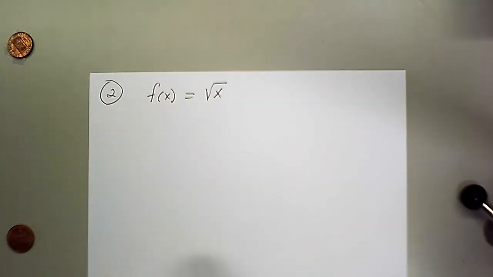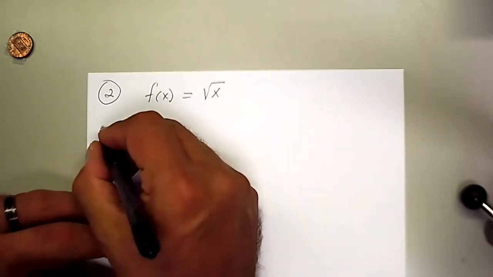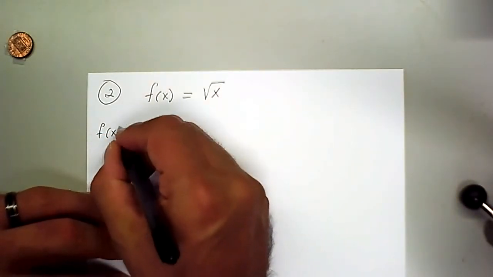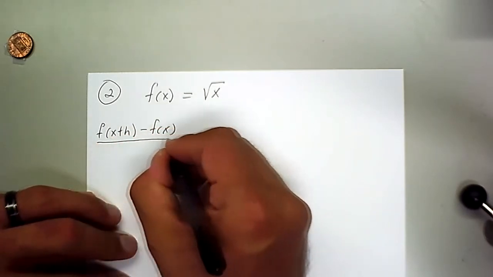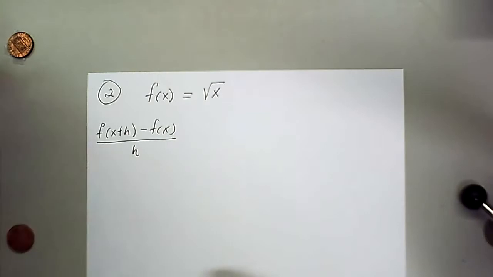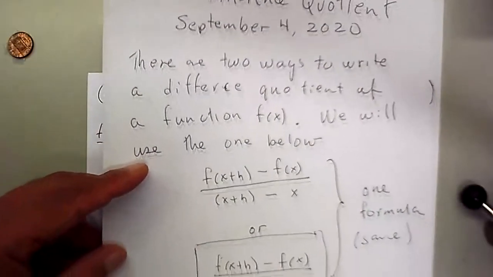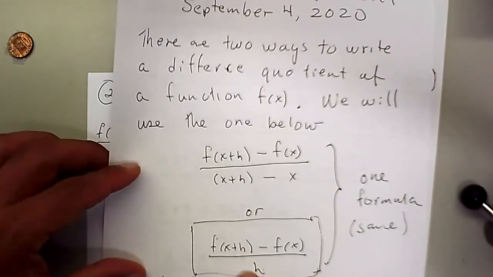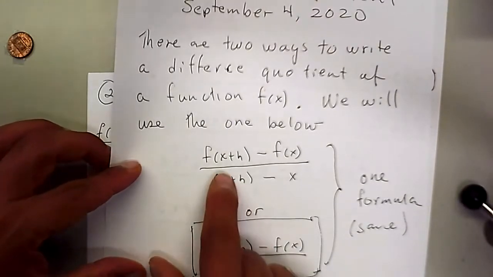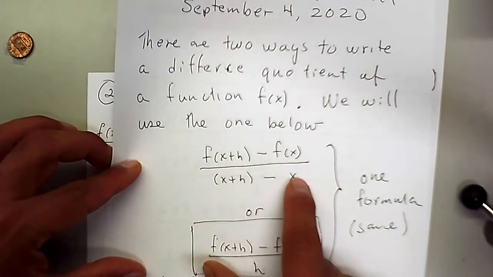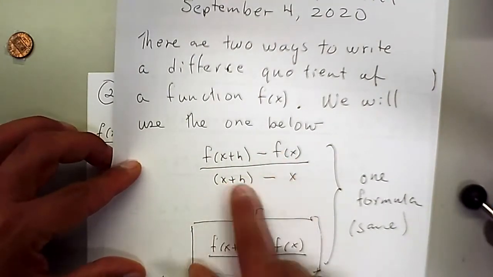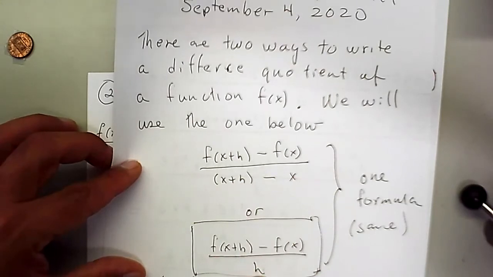So this is the problem. And we want to figure out the difference quotient. So the difference quotient is f of x plus h minus f of x, all of that over h. Okay, and the reason is because this formula, which is the one we're using and we're going to continue to use, comes from y2 minus y1 over x2 minus x1. What happens is when we simplify that, we end up with just the h.